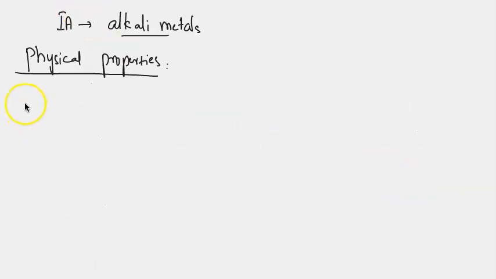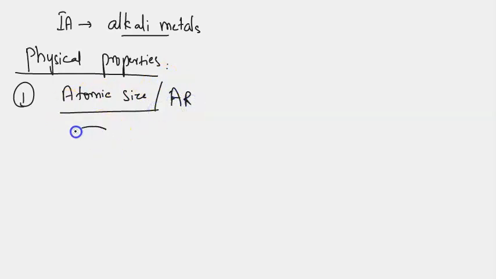Let's know about the physical properties of these metals. So first is the atomic size. Atomic size, or we can also consider it as atomic radius. So generally atoms are spherical in shape. So from center of the nucleus to the outermost shell of an atom is said to be the radius.